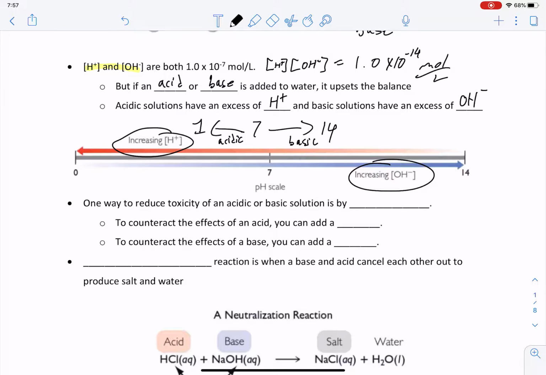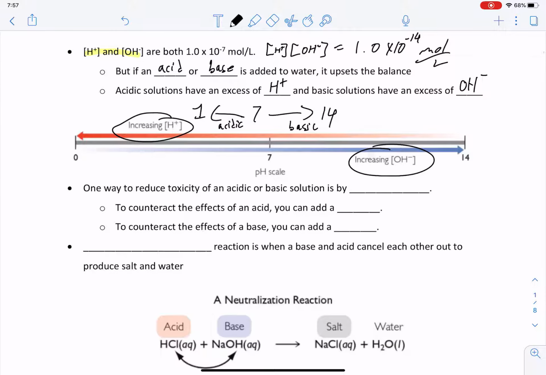So one way to reduce toxicity of an acid or basic solution is by dilution. So that's like adding more water. The example I think of is concentrated orange juice, which generally has a lot of pulp in it, versus pulpless or unconcentrated orange juice, right? So it just has more water in it per liter than it does the substances that make up orange juice. Similarly, a diluted acid will have more water in it compared to a more concentrated acid.